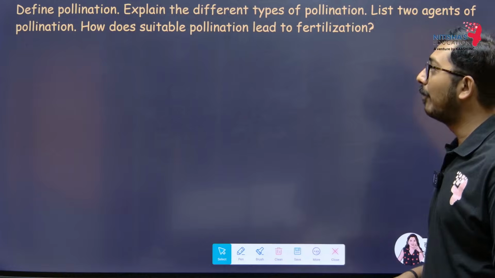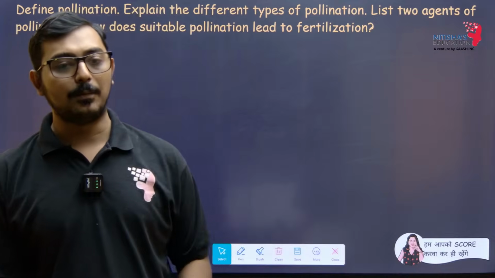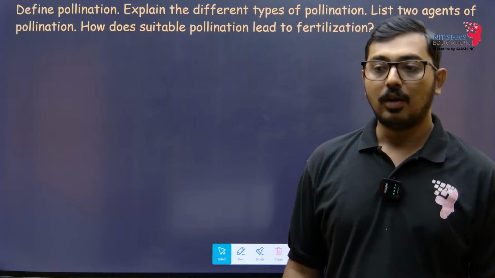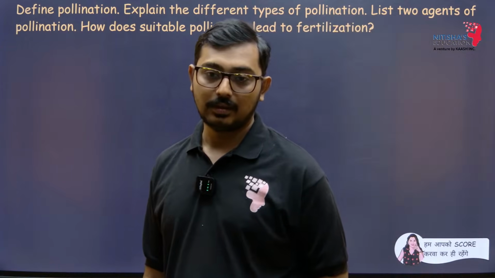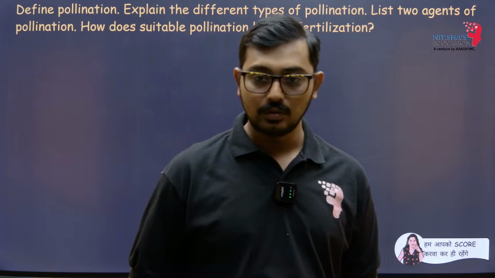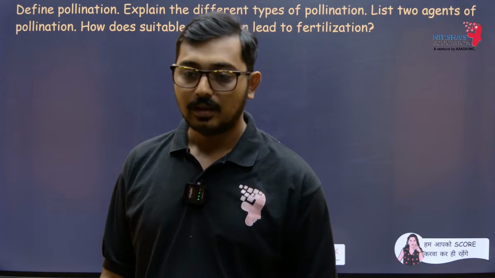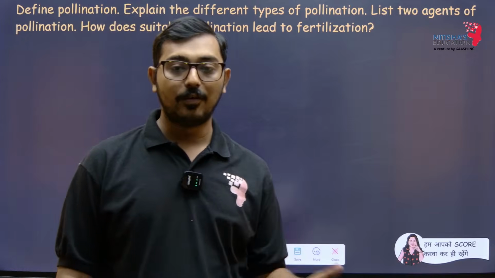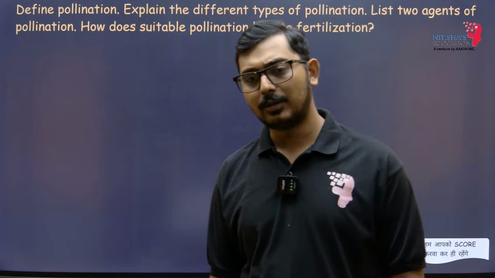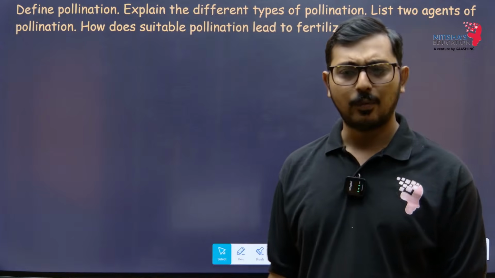List two agents of pollination. There can be various agents, but nature can be the first agent. With the help of the flow of wind, the pollen grains go from one plant to another plant. Or it could be insects. You can have different animals also that go from one flower to another flower, coming in contact with flowers frequently. So animals could also be the reason, but mainly insects are much more responsible. If insects and wind, water can also be there.